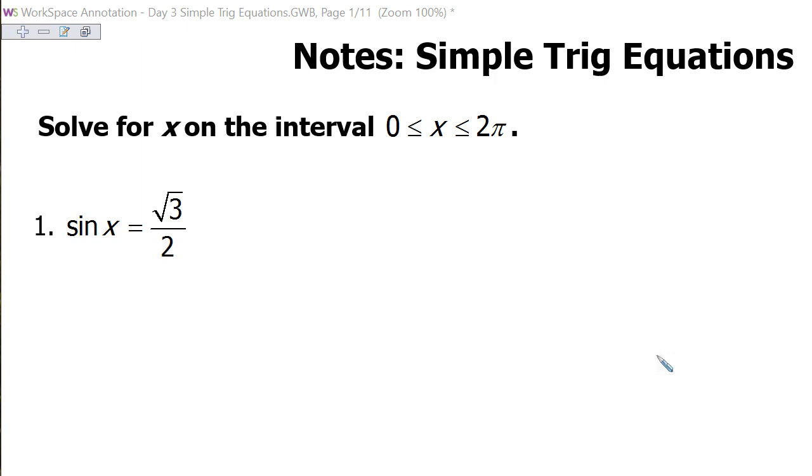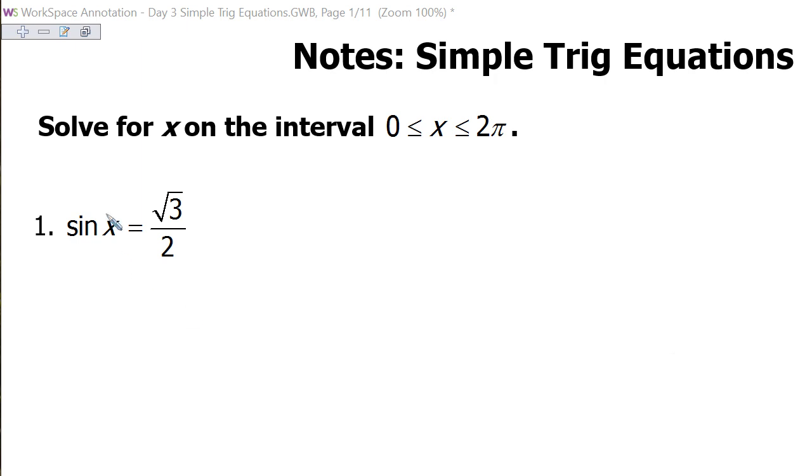Solve for x on the interval where x is from 0 to 2 pi inclusive. So problem number 1, we have sine of angle x is equal to square root of 3 over 2. So this is similar to what we did yesterday. We have to figure out what angle has a sine of square root of 3 over 2. And what would that angle be?